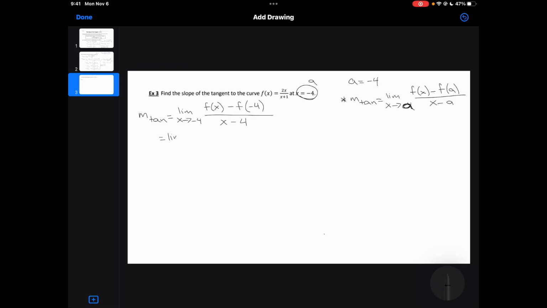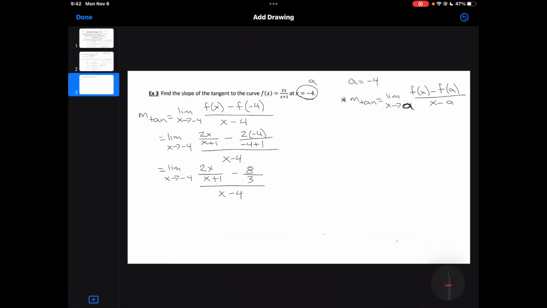So let's substitute in what we know, and we'll do some simplification here before we evaluate our limit. f at x is 2x over x plus 1, and we're going to take away f at minus 4, so 2 times minus 4 over minus 4 plus 1, all over x minus 4. Now I've got some work to do in the numerator. So 2x over x plus 1, and I'm still going to be subtracting here, and I've got 8 over 3. Let's see, because I'd have negative 8, negative 3, and then I still have a negative, over x minus 4.